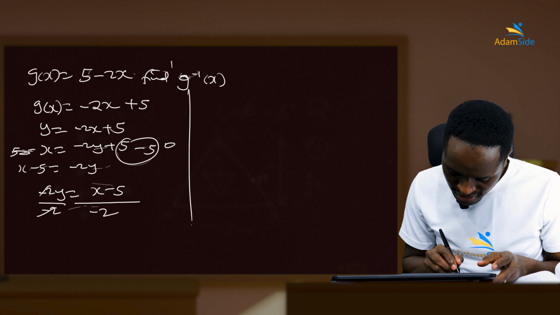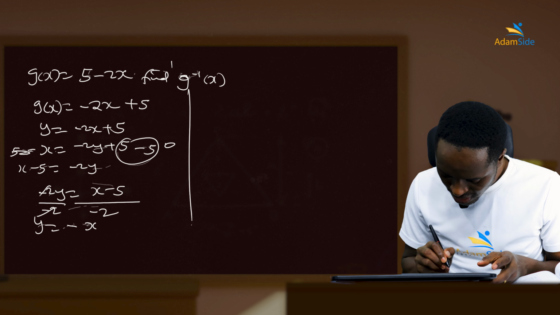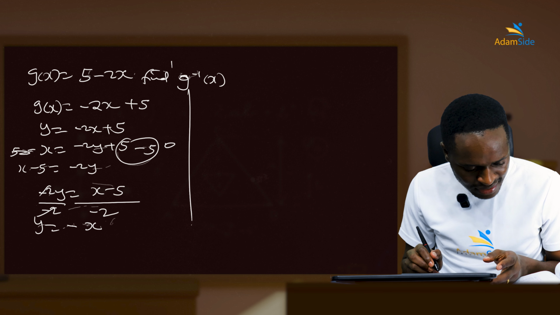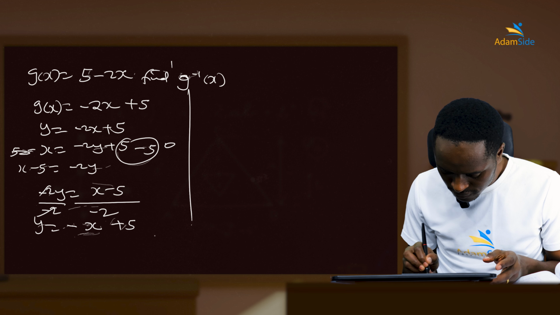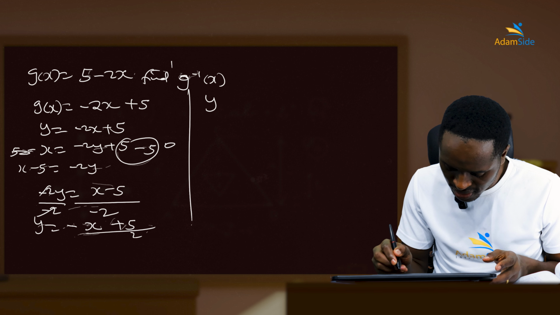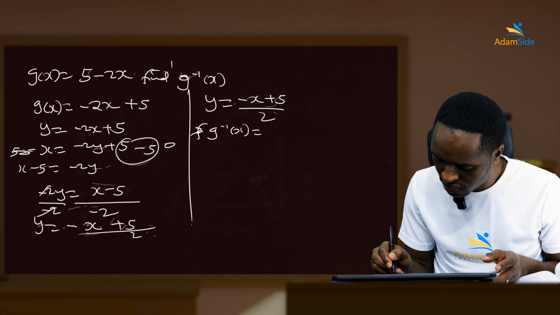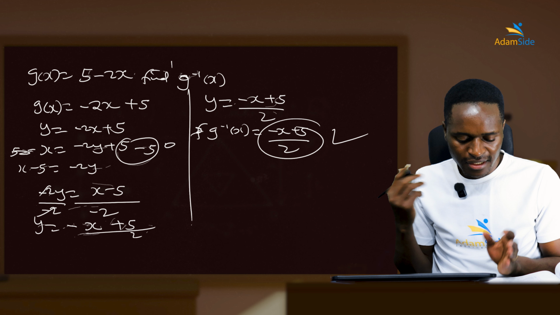So what is your answer? Your answer will be y is equal to minus x plus 5 over 2, which is the inverse. g inverse of x is equal to minus x plus 5 over 2. This becomes your answer. Correct. That's how you find the inverse.